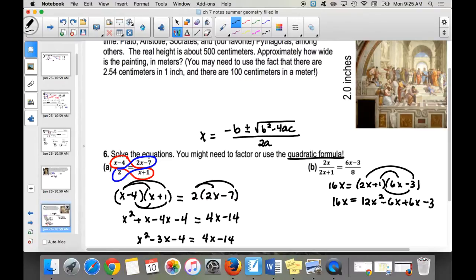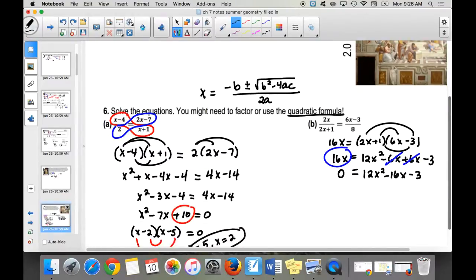A lot of things people will do is they'll mess up the 12x squared. They'll just put 12x, and then they'll combine all the x's together. So make sure when you do the 2x times 6x, it's 12x squared. All right, so we continue to combine, and then negative 6x and 6x go away. But we still have the 16x over here. So we're going to have 0 equals 12x squared, and we're subtracting that 16x over to the right-hand side. So I'm going to have minus 16x minus 3.